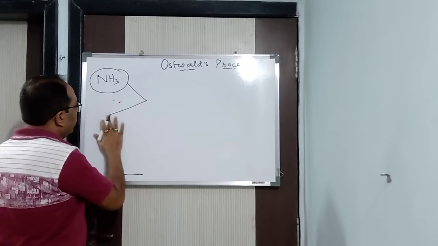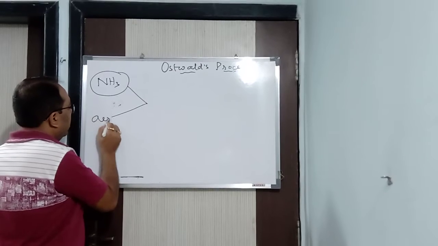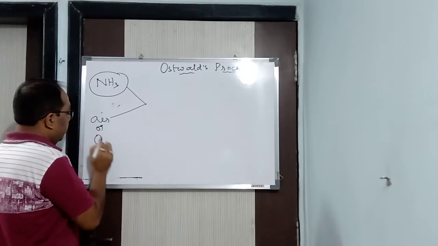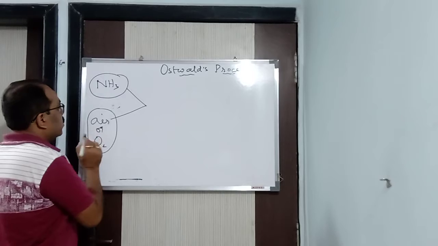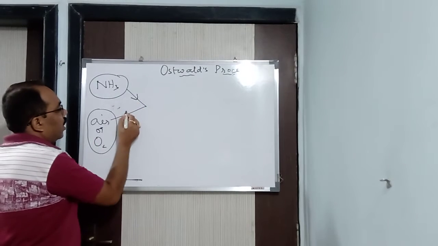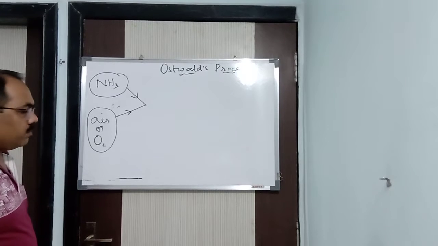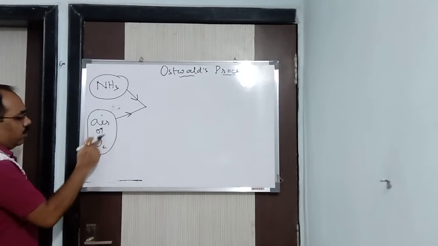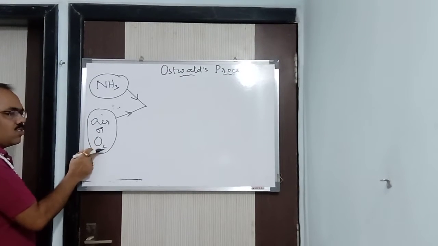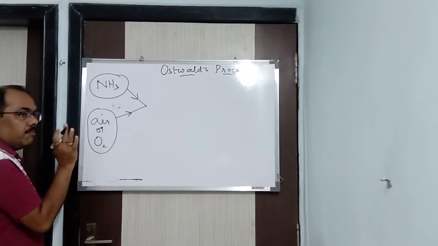So next, what I am going to take here is air, or I should say directly oxygen. I am going to take it here. Clear? So I am taking ammonia and air. As you can see, I am drawing a schematic diagram and showing it to you. So we will take air or oxygen. This also should be pure. Air means that is oxygen. Better is to take oxygen which is pure.